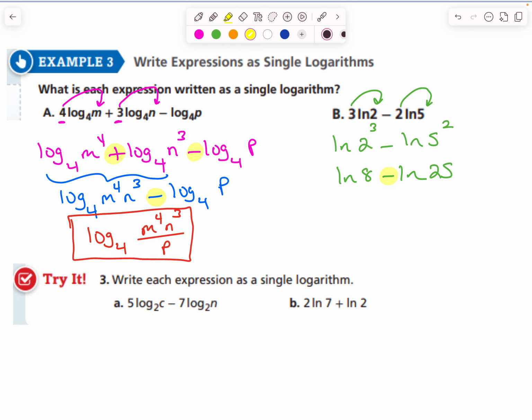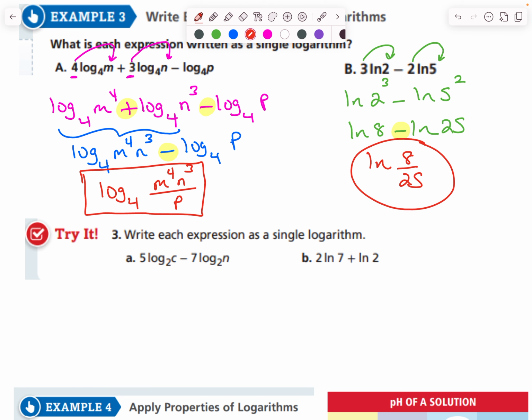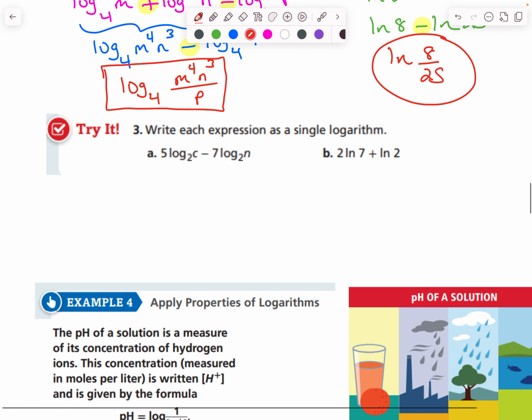Now, to get it down to 1 natural log, all we need to do is use division. So natural log of 8 divided by 25. And that's our final expression. And so that's how we condense. So again, we'll do just 1 more of those to make sure you've got it. If you've already got it, you can move on. But we'll do 1 more.